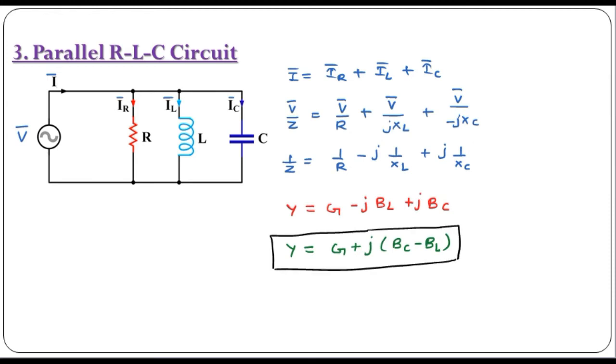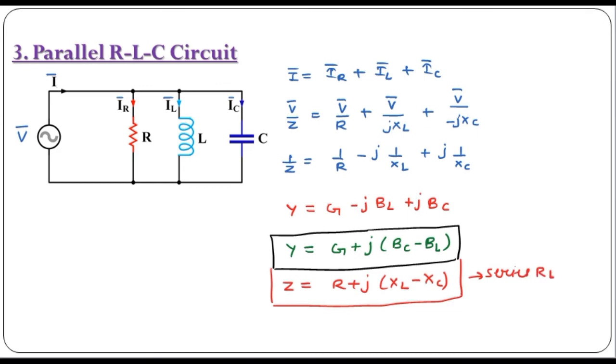But if it is series RLC, then we find the impedance, which is given by Z equal to R plus J into XL minus XC. Okay, so this is the formula of the impedance in case of series RLC, and this formula is for the parallel RLC.